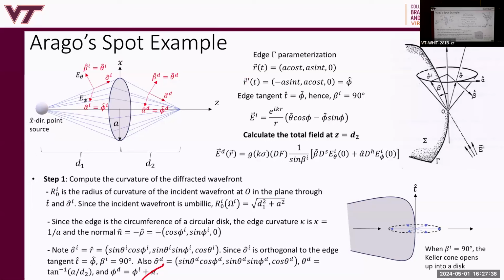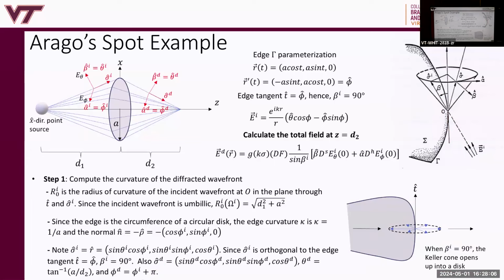Okay. Yeah, I agree with that. Phi diffracted is phi incident. Good. All right, so we can check that. So note, when beta incident equals 90 degrees, the Keller cone opens up into a disk because here's the angle beta, which is equal to beta incident by the law of diffraction. And when beta is 90 degrees, that means you're coming normal onto the edge. Then you get a disk. It opens up into a disk, right?